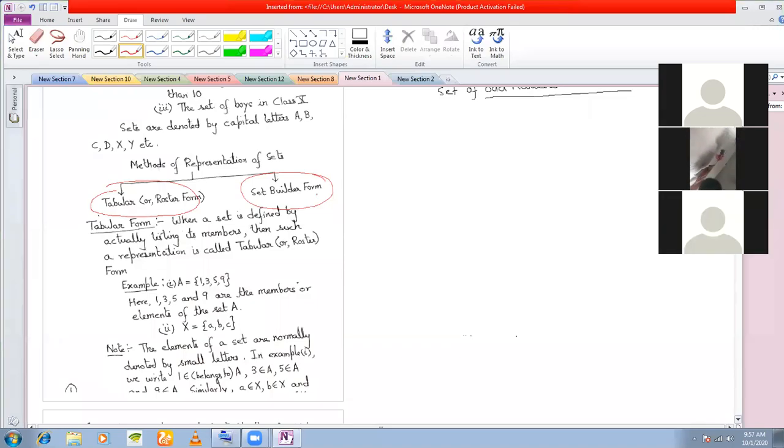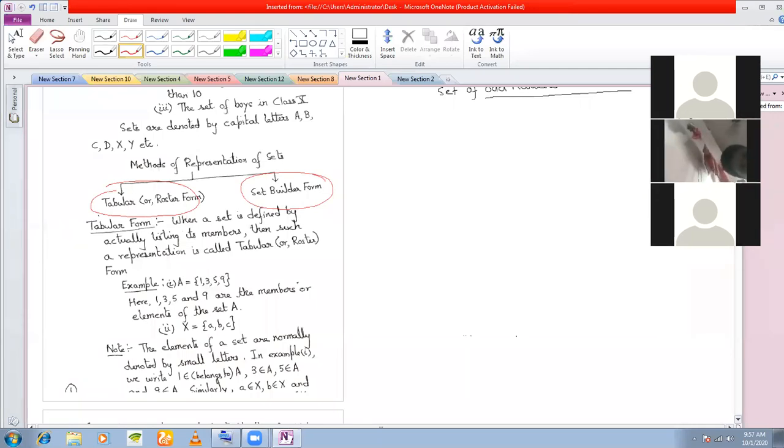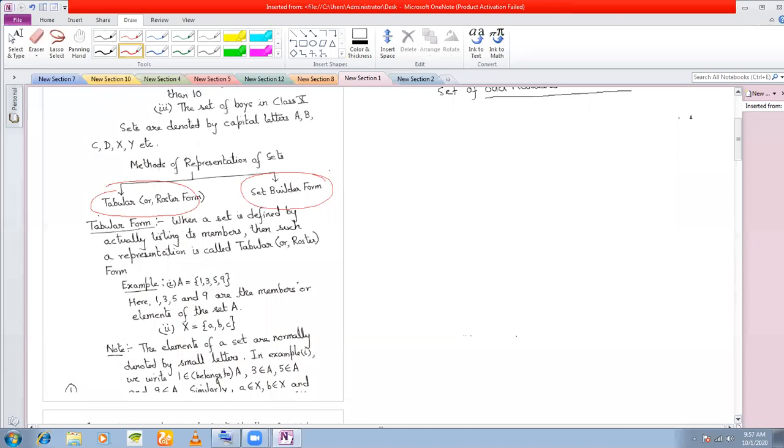What do you mean by the tabular form of representation of a set? Now, in tabular form, what happens here is that we actually enlist the elements of the set. We actually write the elements of the set. For example, I have given an example here.